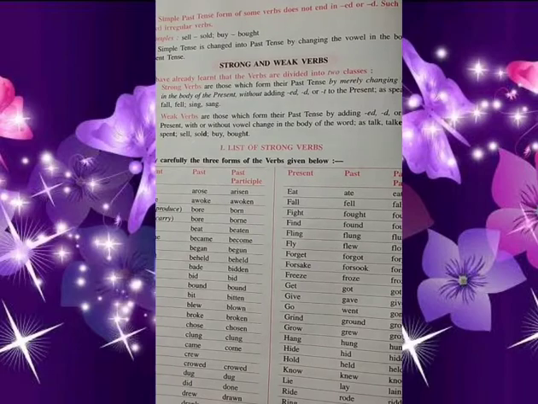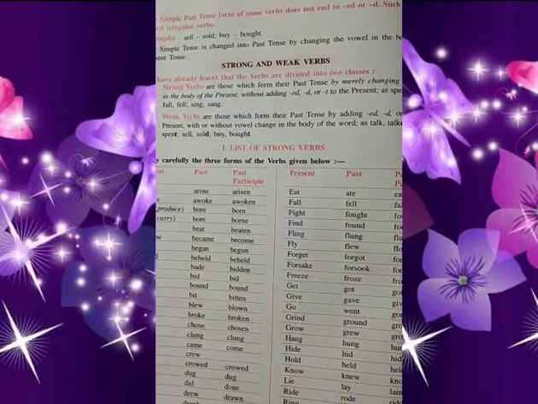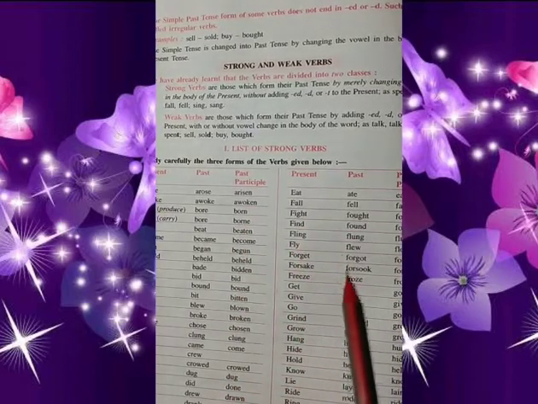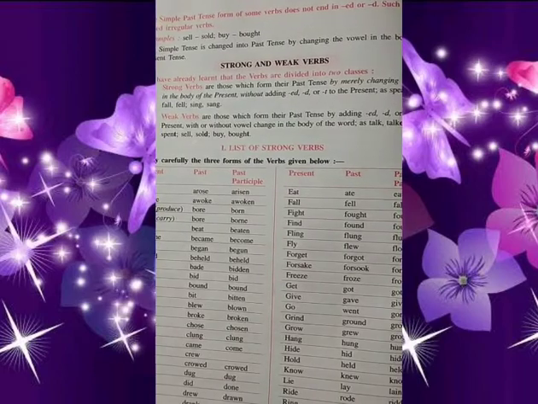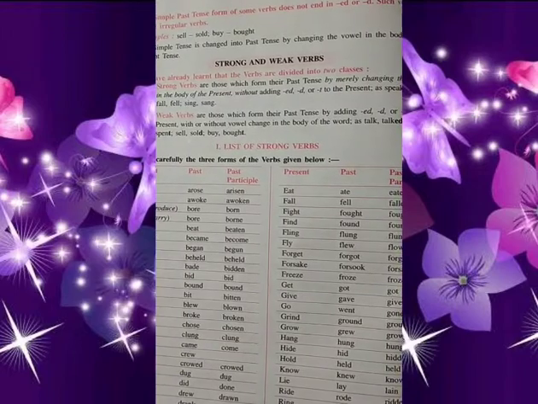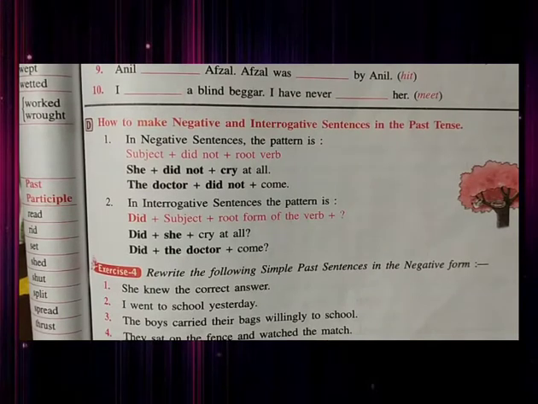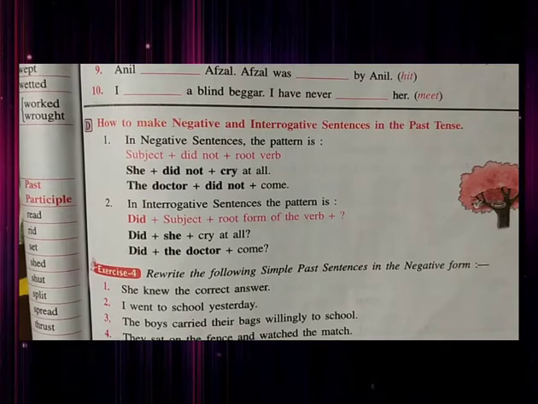When you are not reading or learning anything, please go through these pages and carefully read the three forms of the verb, so that when you change into first form, second form and third form, you will not have any difficulty. So I hope all will read it. Now I am going to explain how to make negative and interrogative sentences in the past tense.